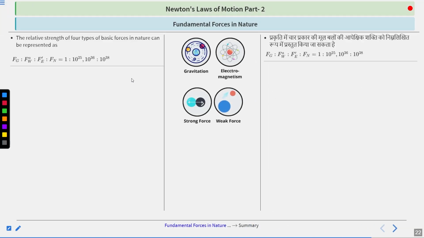The relative strength of the four types of basic forces in nature could be presented as this: gravitational force, weak nuclear force, electrostatic force, and nuclear force. The ratio is 1, 10 power 25, 10 power 36, and 10 power 38.